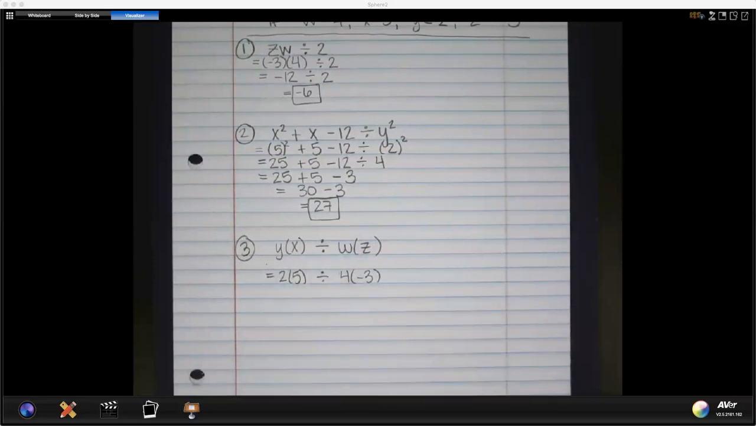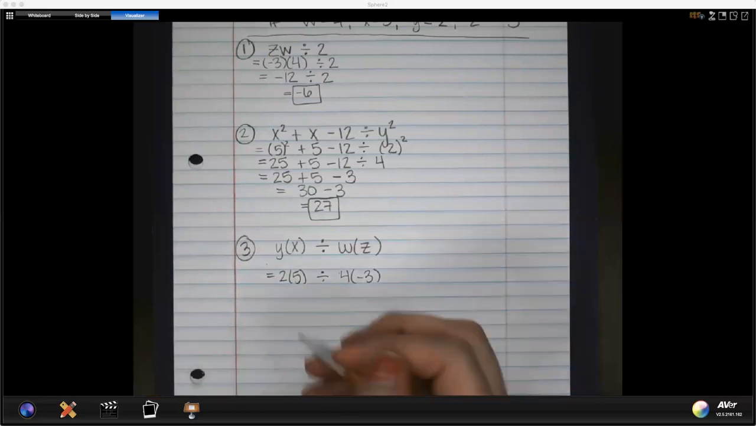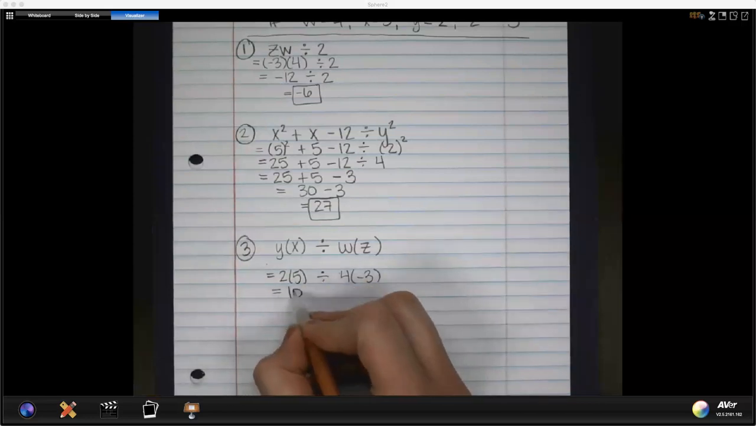Well, let's start with parentheses. Do we have any parentheses? Yes, but is there anything inside of them to be simplified? No. So what about exponents? No. So then we do multiplication and division from left to right. So the first thing would be multiplying 2 times 5, which is 10.